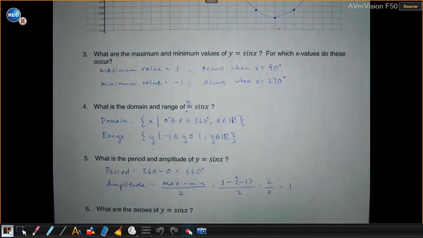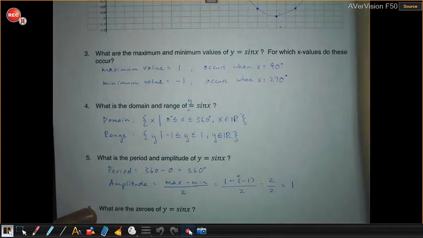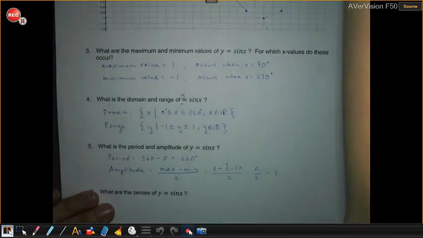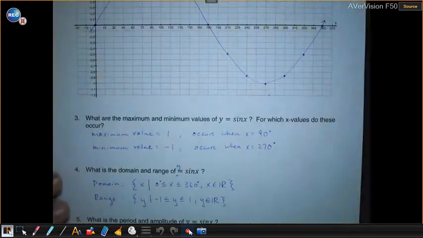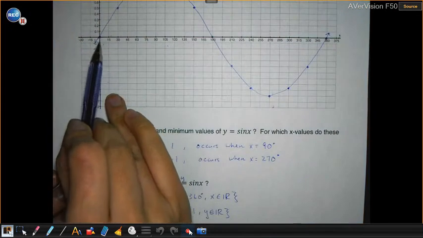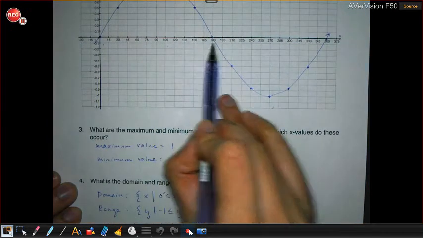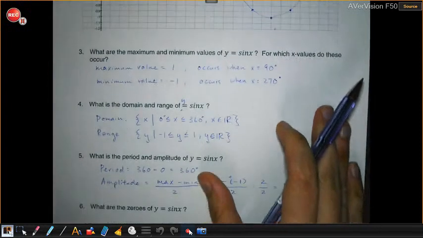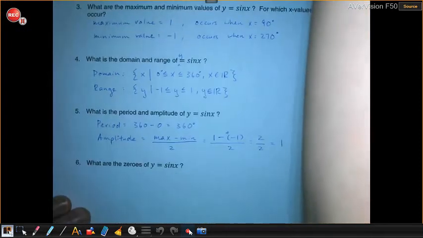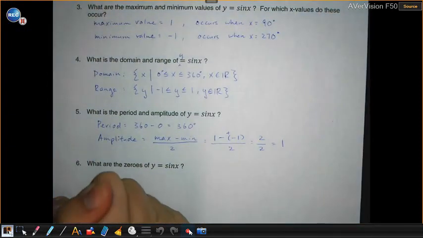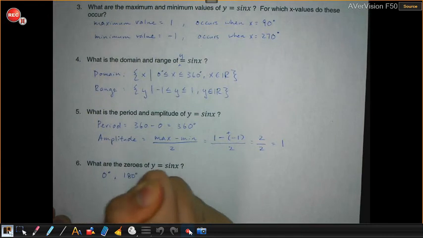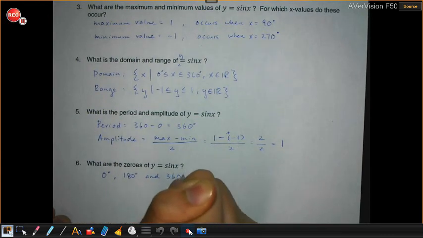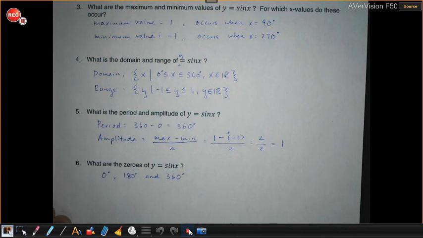What are the zeros of this graph? Zeros is just another word for x-intercepts. So where does it intercept the x-axis? We have 3 points: 0, 180, and 360.